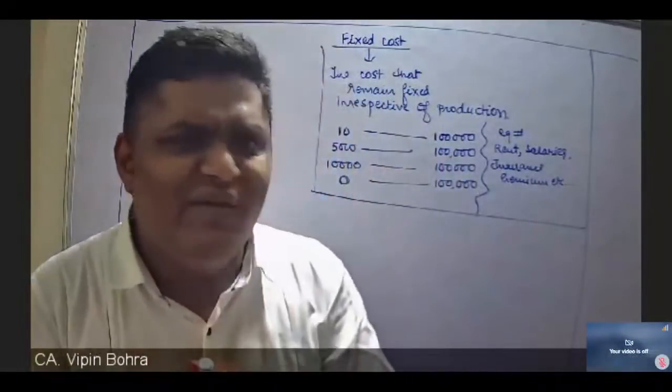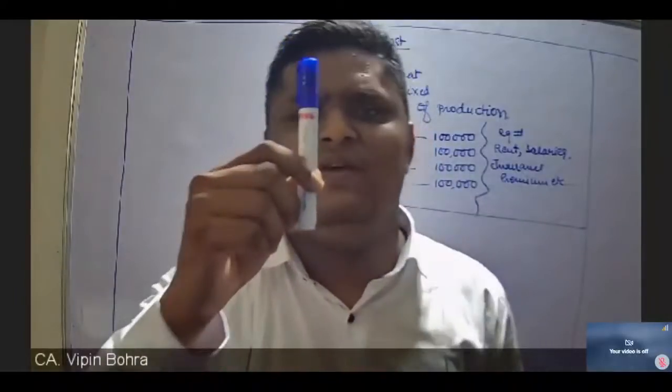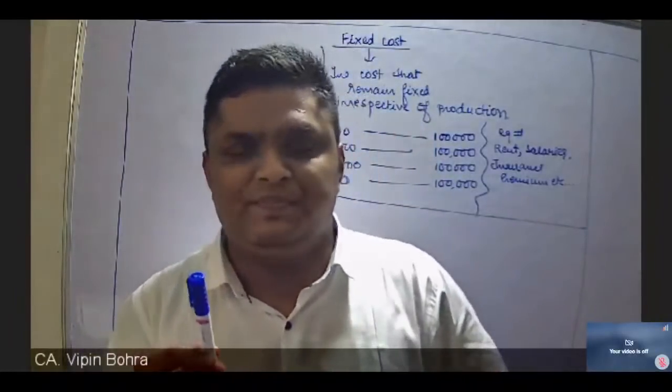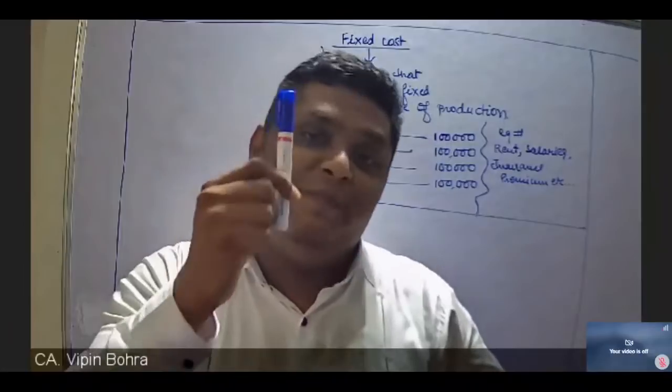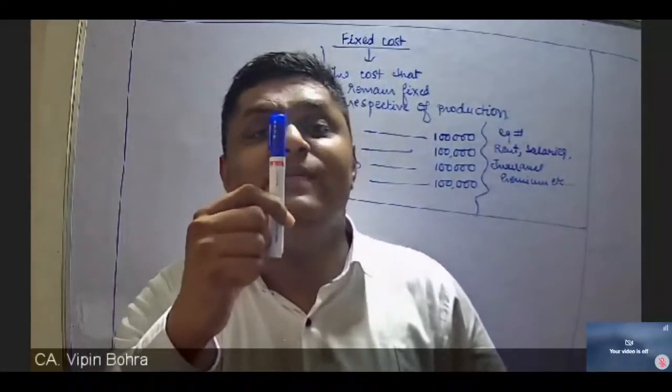Let's take a very simple example. Suppose this manufacturer, I am manufacturing this pen. Now, this pen is manufactured at a variable cost of rupees 8.